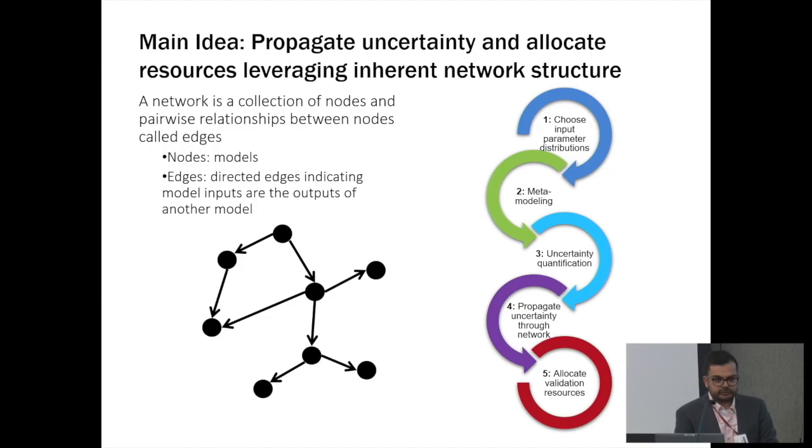Once you've done this for each node, you're going to do an uncertainty quantification step. You take that stochastic model, that stats model you fit, and pick however you want to quantify the uncertainty. That choice is up to you. Once you've done that, you can use the edges of this network to see how it flows through the network. And then step 5 is, based on how the uncertainty has flowed, you can allocate validation resources.